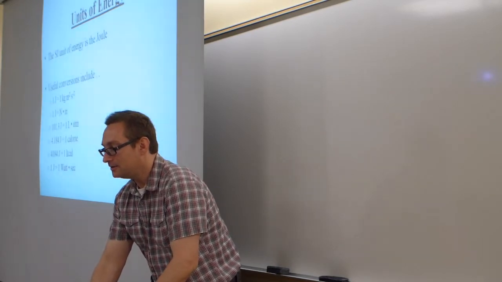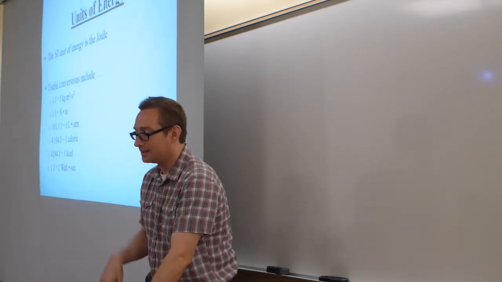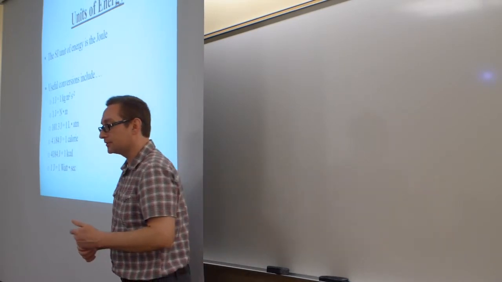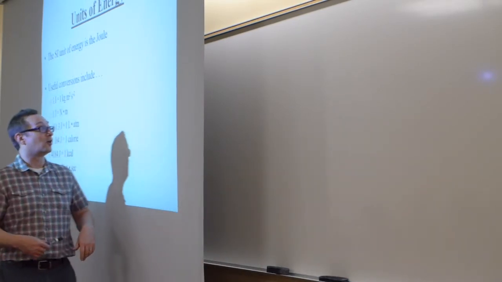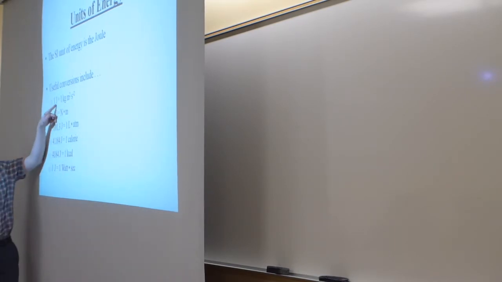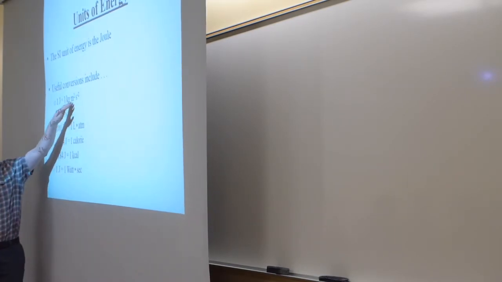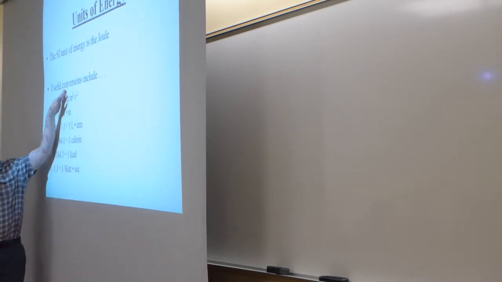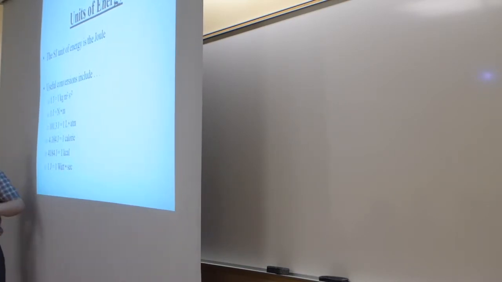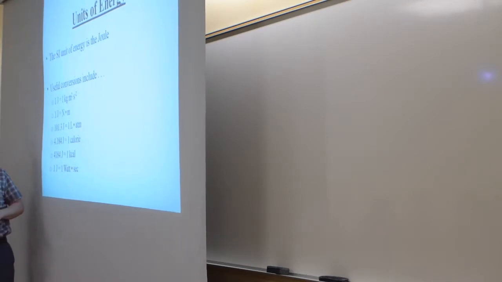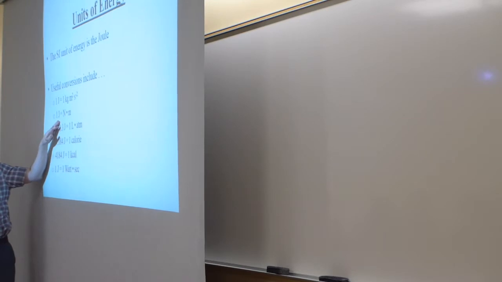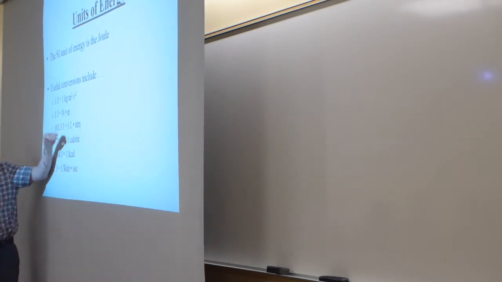Okay, here's some energy units. The SI unit of energy is the joule. Some useful conversion factors, and some of these you've seen already. 1 joule is equal to a kilogram meter squared per second squared. This is a useful conversion when you're dealing with kinetic energy. Look at velocity, you've got meters per second. This is more of a physics conversion, but still useful. 1 joule is equal to a Newton times a meter.